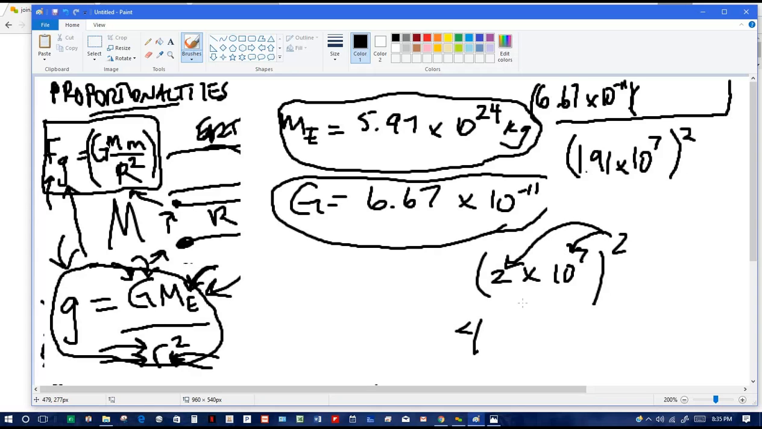So what is 2 times 2? 4. What is 10 to the 7th squared? What's the rule for how you handle these exponents? Multiply. Yep. So it gives us times 10 to the what? Times 10 to the 14th. Right. What number did you get on your calculator? 3.65 times 10 to the 14. Do you see that?